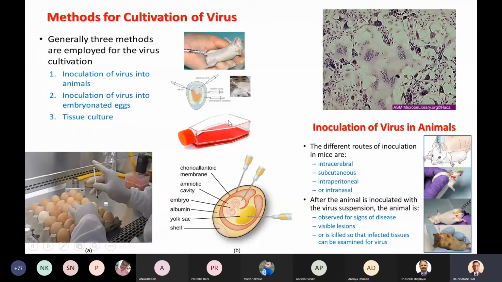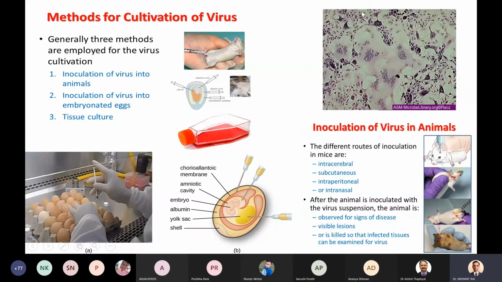Likewise, the third one, very important, is tissue culture technique or cell culture technique. This is very common, right? Because this is used for wide application. In virology, it is used for the cultivation of viruses, to identify the growth of the viruses, to maintain or preserve the viruses, as well as to prepare vaccines for the viruses.